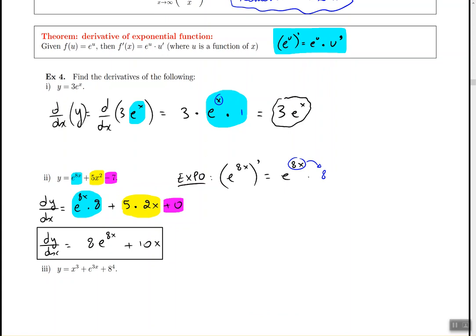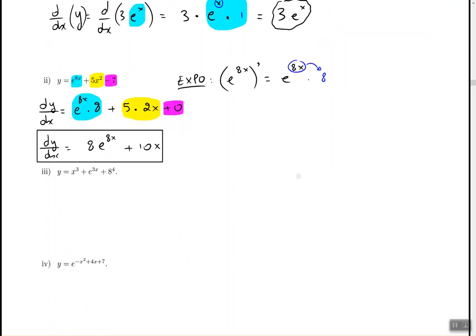So that's the solution to the problem. That's the derivative. Okay, let's keep going and go to part 3, which is y equals x cubed plus e to the 3x plus 8 to the power of 4. So let me write it down over here. y equals x cubed plus e to the 3x plus 8 to the power of 4. So I'm looking for the derivative, so let me do it underneath. The derivative of x cubed is going to be 3x squared.